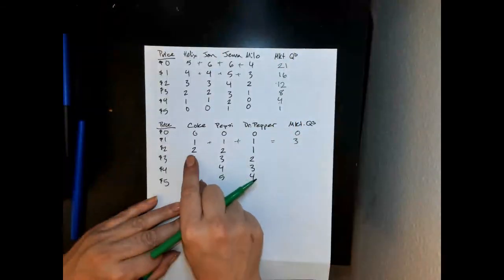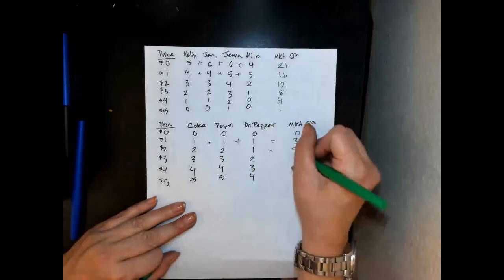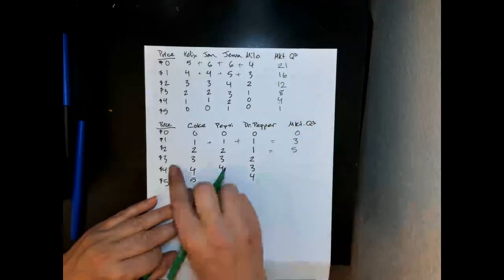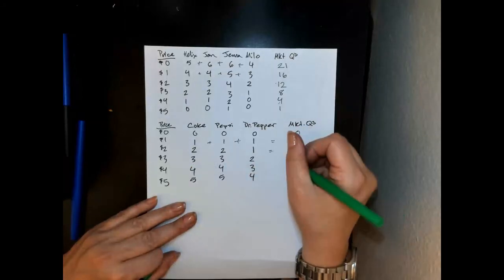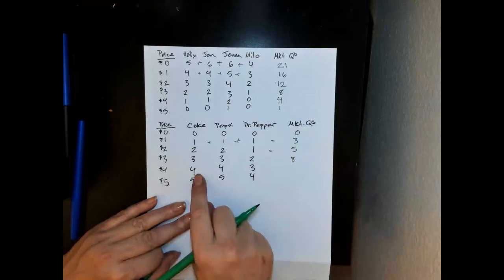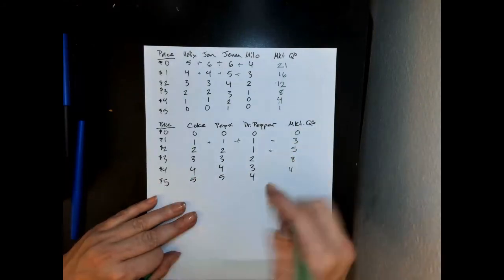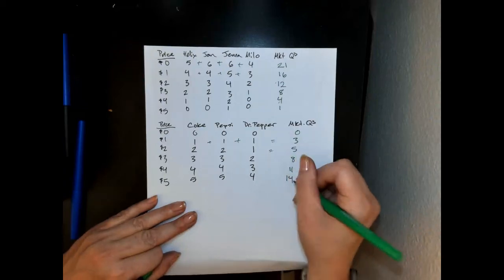1 plus 1 plus 1 equals 3. At $2, Coke and Pepsi will each supply 2. Dr. Pepper only supplies 1. That means we have a market quantity supplied of 5. At $3, 3 plus 3 plus 2 gives us a market quantity supplied of 8. At $4, we get 4 plus 4 is 8, plus 3 is 11. And then at $5, we have the highest quantity supplied, which is 14.